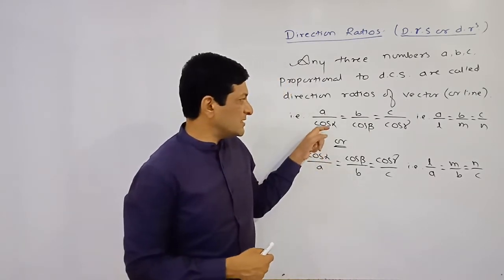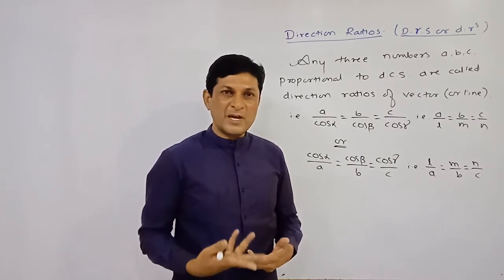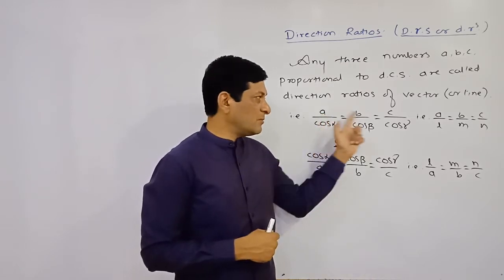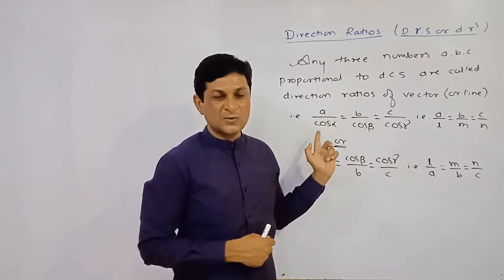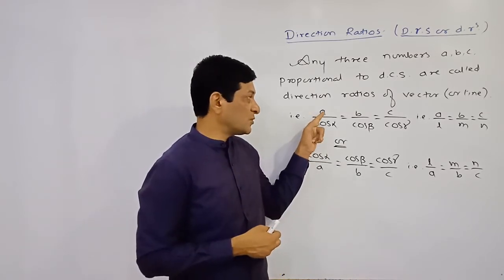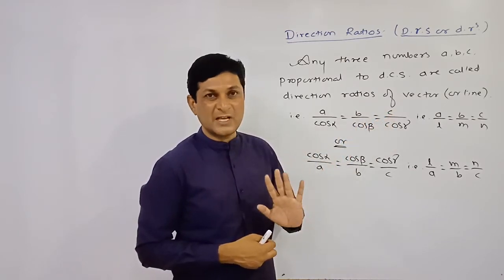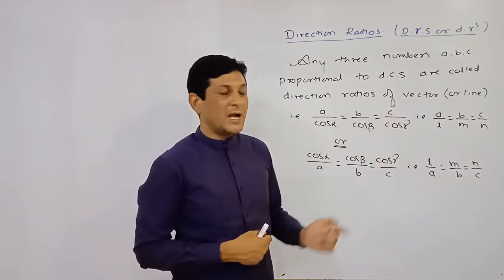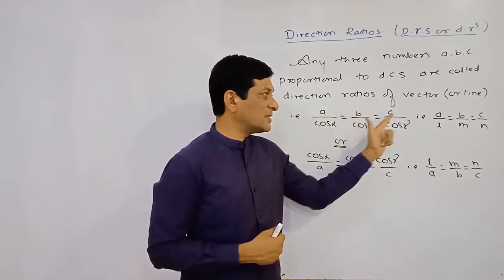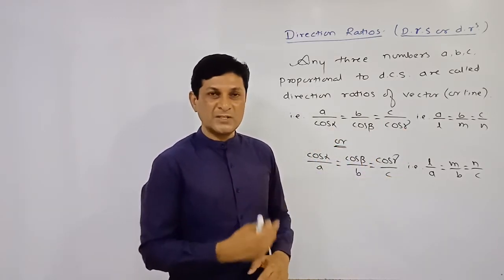Now once the values of cos alpha, cos beta and cos gamma are known to us, if we are able to find three numbers on a real number line that are proportional to these direction cosines, when can we say the values are in proportion? If the ratios are equal, meaning a upon cos alpha is equal to b upon cos beta is equal to c upon cos gamma. If these three ratios are equal, we can say that a, b, c are proportional to the direction cosines of a line or direction cosines of a vector.